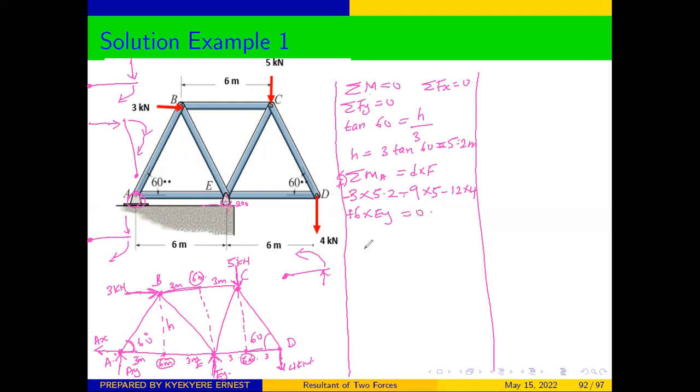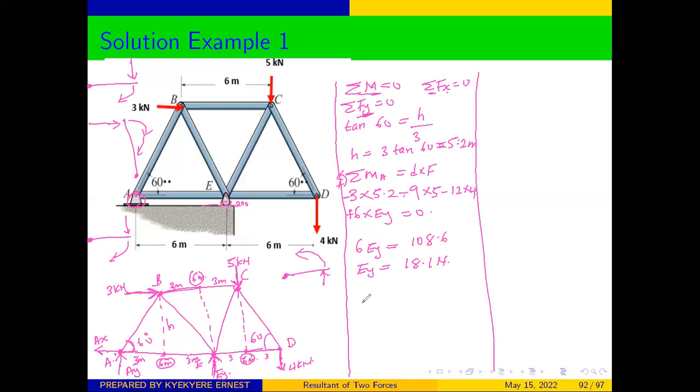And when you simplify from here, you can see that 6 EY will be equal to 108.6. And from there, we can see that our EY will be equal to 18.1 newtons. Then once we are done with that, we can also get our AY. If we have gotten EY, we are left with AY and AX.